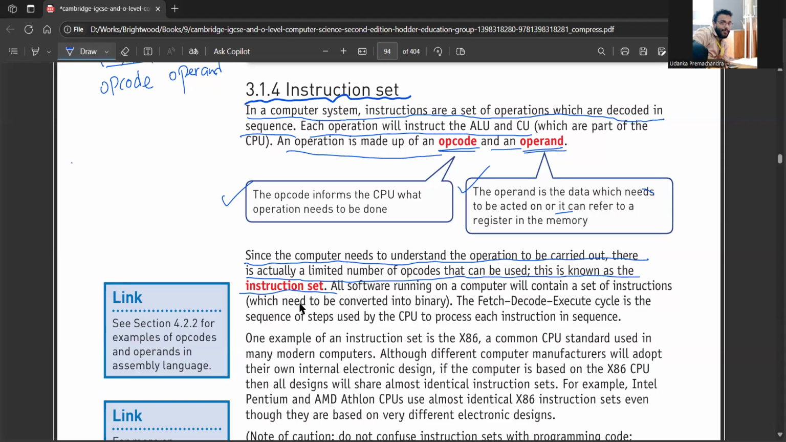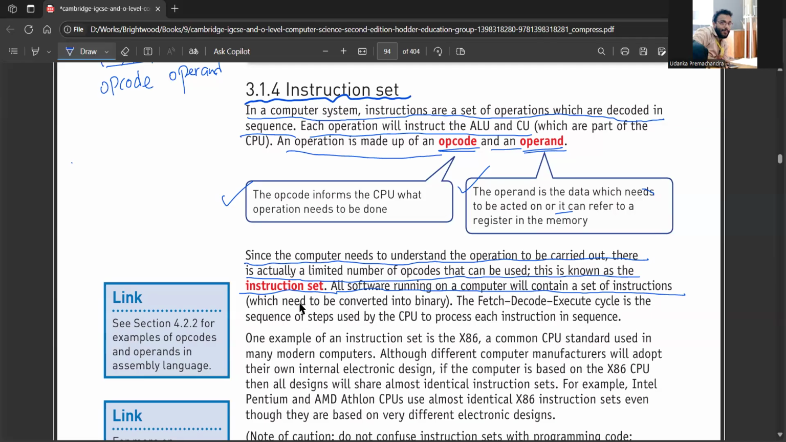The fetch, decode, execute cycle is the sequence of steps used by the CPU to process each instruction in sequence. Each instruction should be run in sequence. This is very important. Sequence means one after one. All software running in the computer will contain a set of instructions.